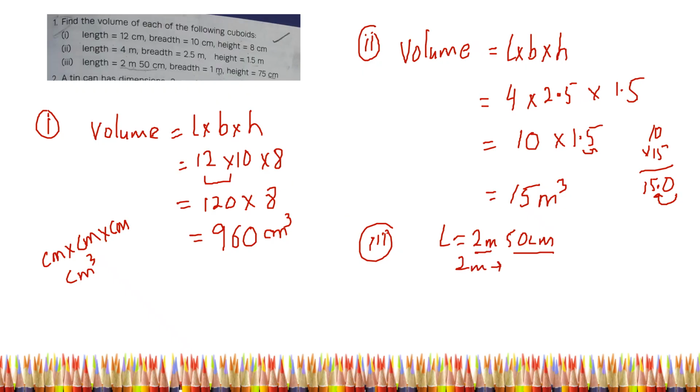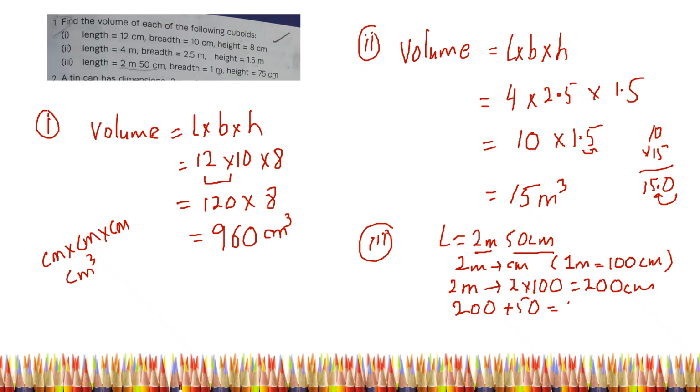2 meter to centimeter. Now as we know, 1 meter is equal to 100 centimeter, right? So what we will do is 2 meter will be equal to 2 multiplied by 100, that is 200 centimeter. Now 200 centimeter plus 50 centimeter is 250 centimeter, right? So we will write it this way. And in the second part we are given 1 meter. 1 meter of course means 100 centimeter.